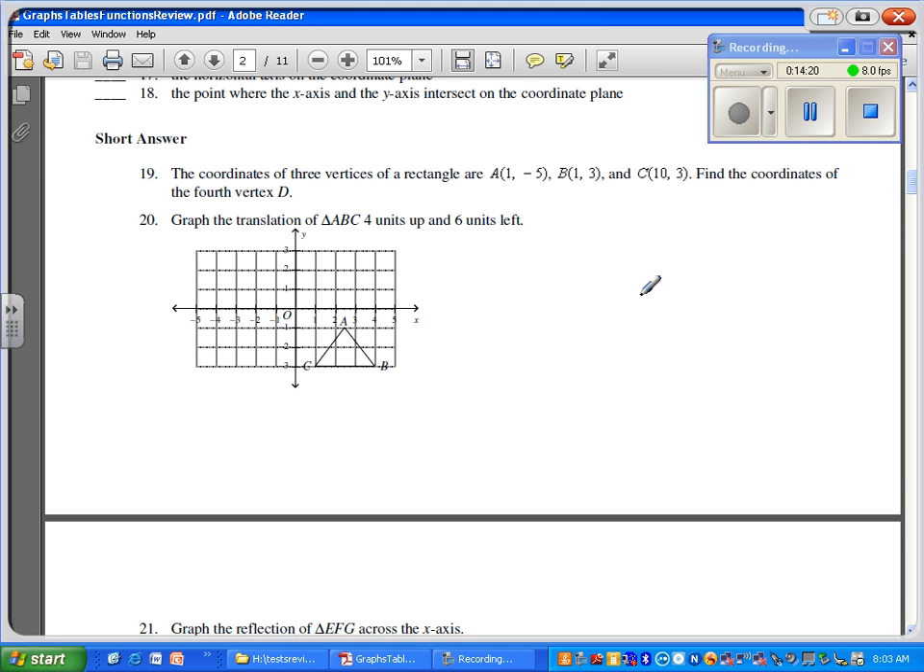Make sure you're going in between. So 4, 1, 2, 3, 4, 5, 6. So here's my new A. Take your B, go up 4, 6 left. 1, 2, 3, 4. 1, 2, 3, 4, 5, 6. There's my new B. And then C. 1, 2, 3, 4. 1, 2, 3, 4, 5, 6. And then redraw. And there's your new figure. So remember, 1 point at a time, and then redraw.